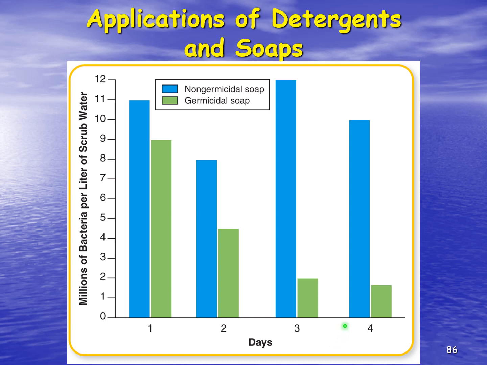So this is just a chart showing the non-germicidal soap and germicidal soaps. And you'll see that germicidal soaps over a period of 4 days, yes, will decrease the numbers, while non-germicidal soaps have basically no effect whatsoever.